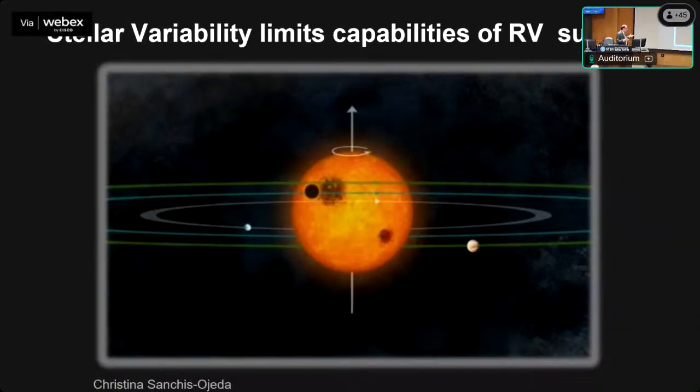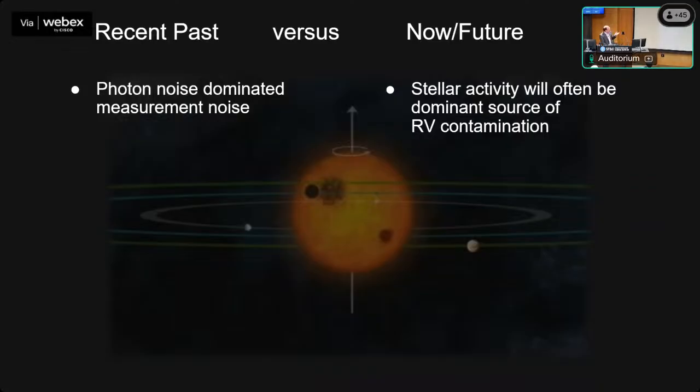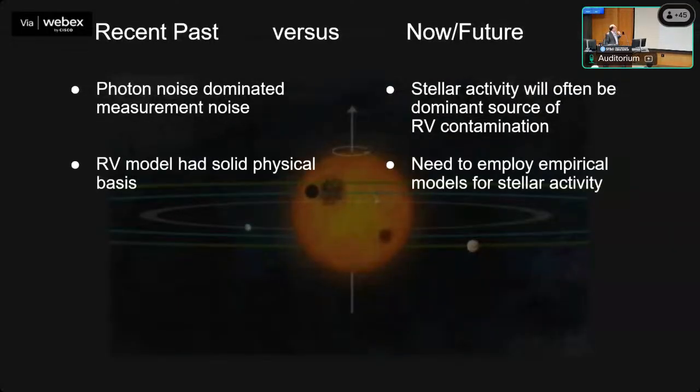So we've gone from a world of photon limits to stellar activity limiting the capabilities of radial velocity surveys. When you change that model of what you're doing when you're looking for planets, it can affect how you think of things. If I think of a photon-noise-dominated world, I might think, when I say radial velocity, the center of mass of the star is moving, and I have a real physical understanding of what's happening. The spectrum should shift exactly, and I can write that down, do a Taylor expansion, everything's great.